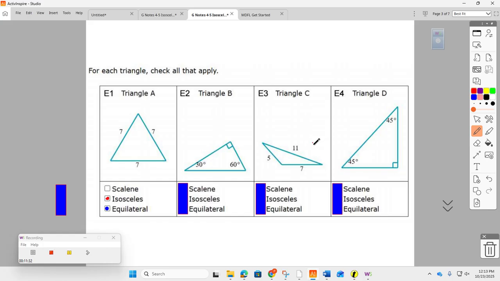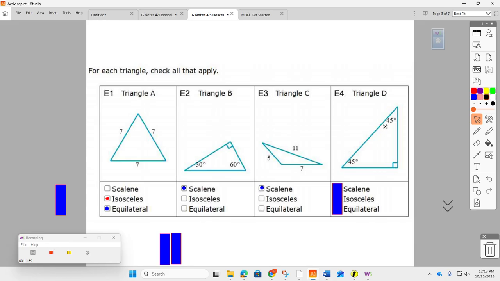What kind of triangle is triangle B? Scalene, right? So if this is 30 degrees and this is 60 degrees, all three angles have a different measure. That means all three sides would have to have a different length. So it's going to be scalene. Three different length sides. What kind of triangle is this one going to be? Scalene. Yep. So scalene can only be scalene.